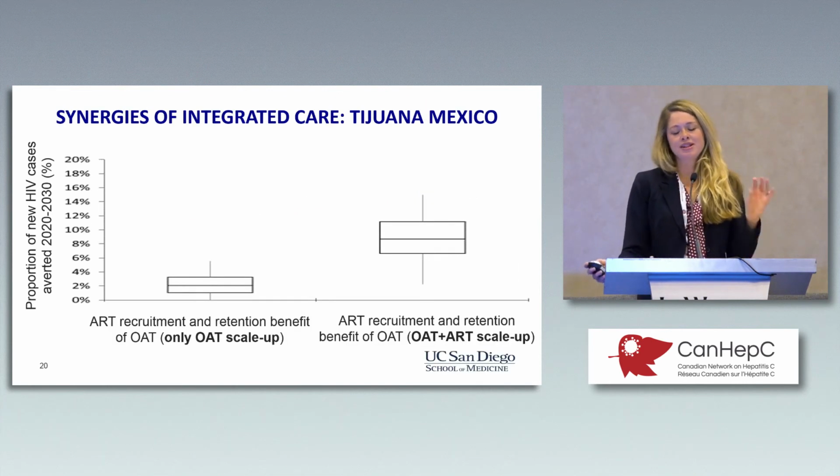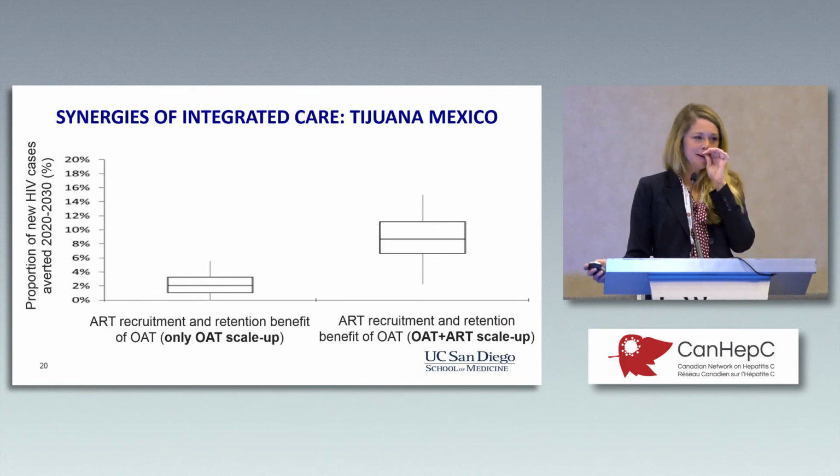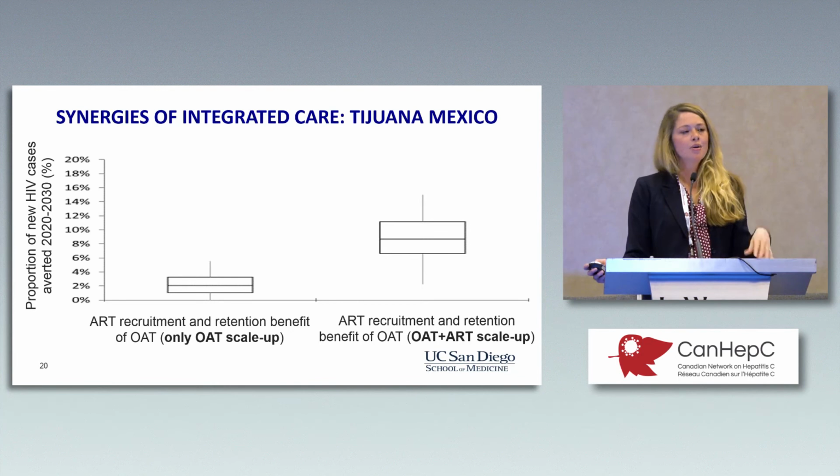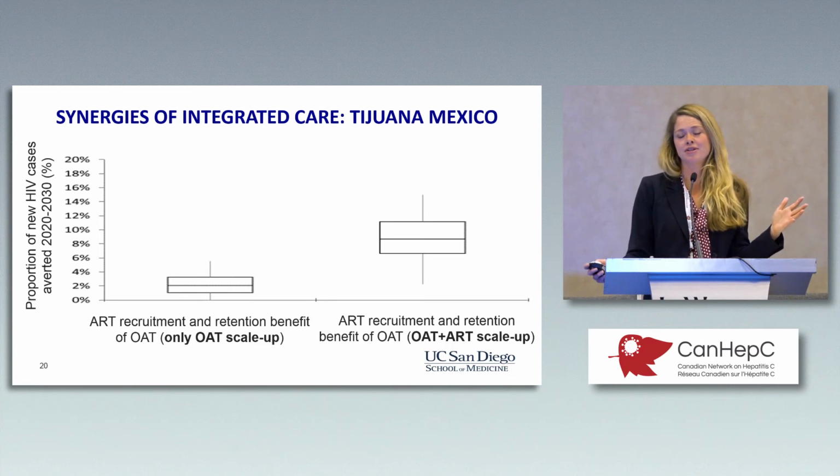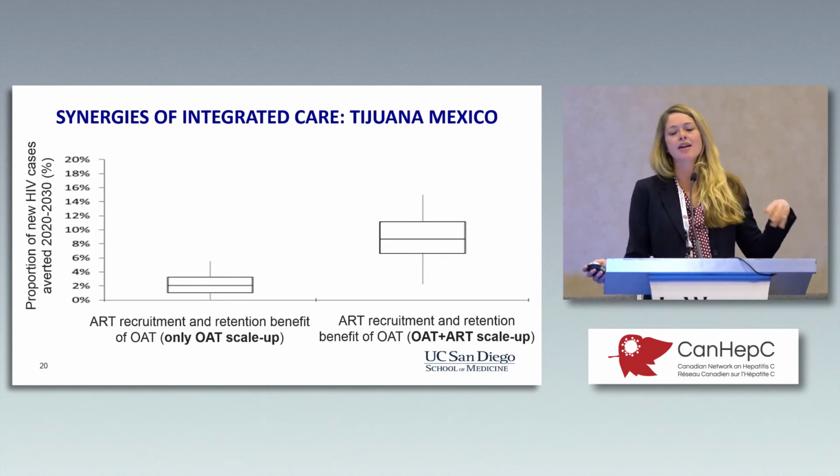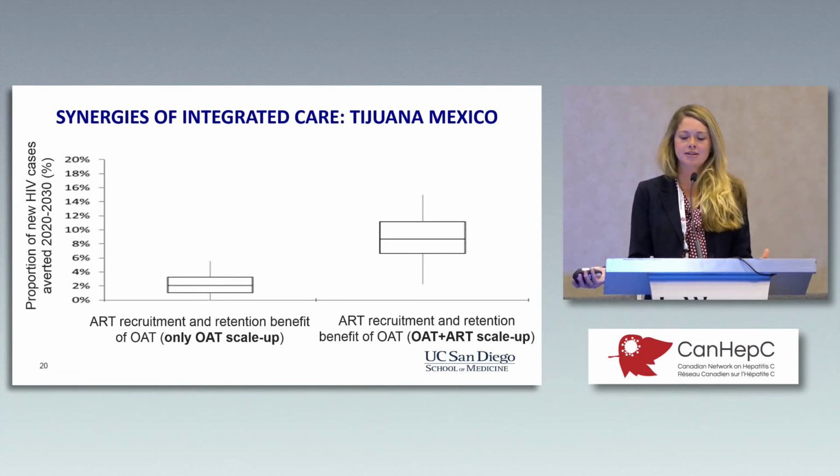And so just to tease out that synergistic point that I was mentioning before, if we look at just the number of new infections that are averted through that synergistic effect, again, of recruitment and retention onto ART through opiate agonist therapy, without any ART scale-up on the left-hand side, we get only about 2 or 3% infections averted over 10 years. Whereas with ART scale-up, we get 10 to 12% infections averted. So this really highlights, I think, the synergistic benefits of these interventions together.